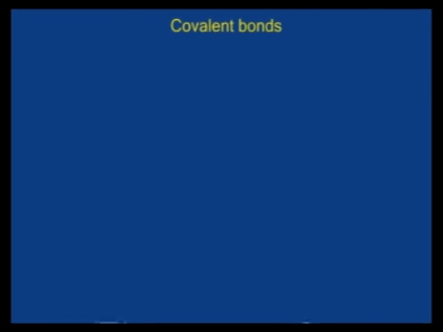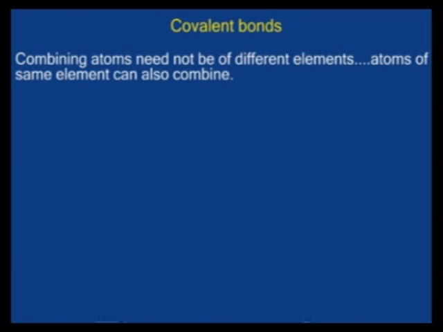The next type of bond is covalent bonds. At this point, it is important that I point out that the atoms combining need not be of different elements. Actually, atoms of the same element can combine as well. If you consider nonmetals such as chlorine, the atoms do not exist singly. Rather, two atoms combine to form a chlorine molecule, and the same case follows for oxygen and hydrogen.